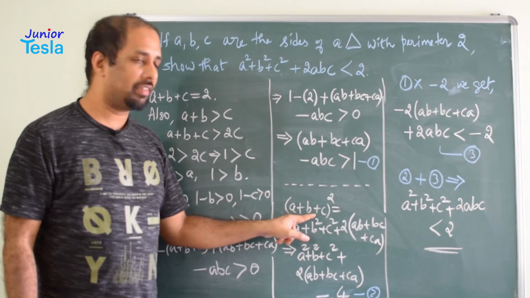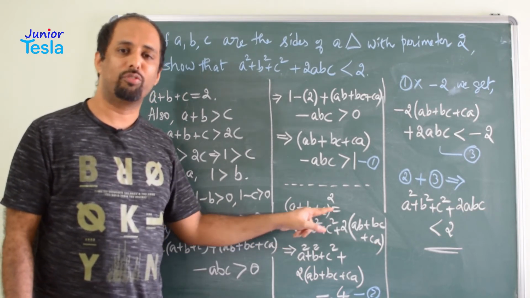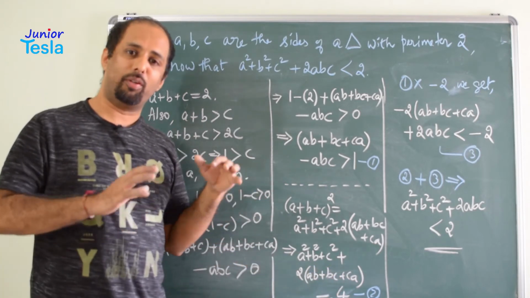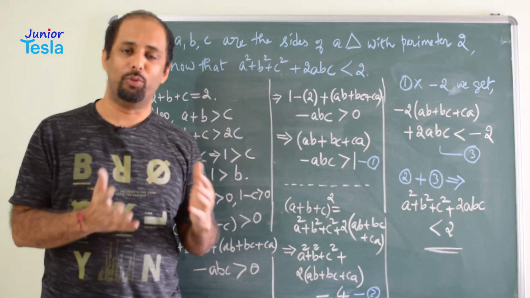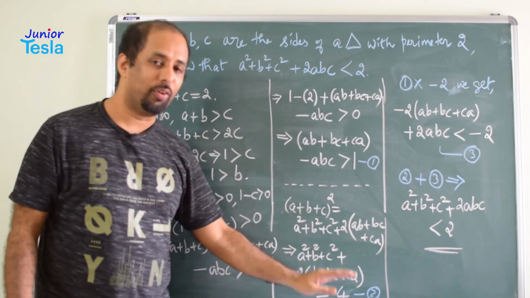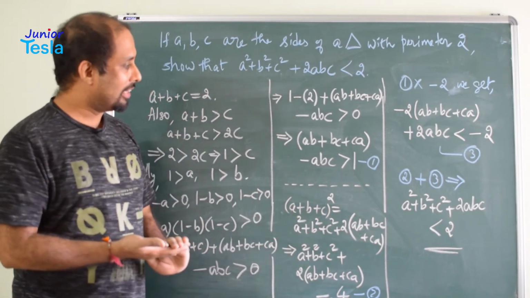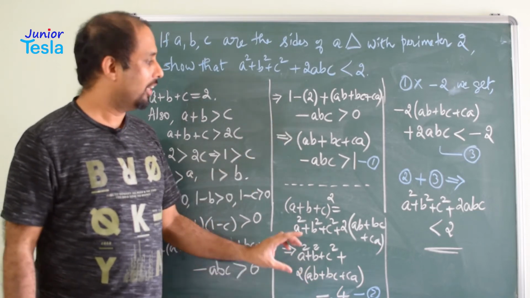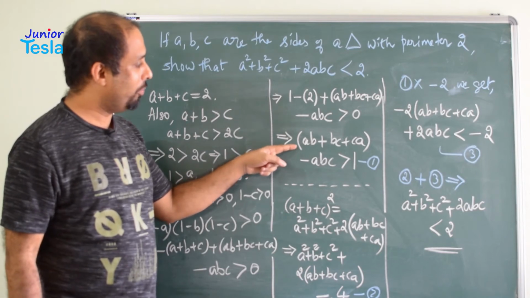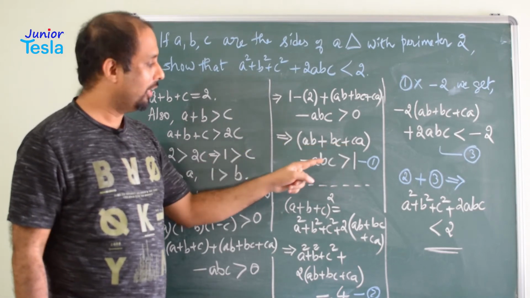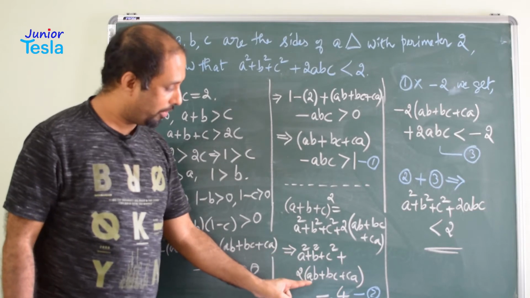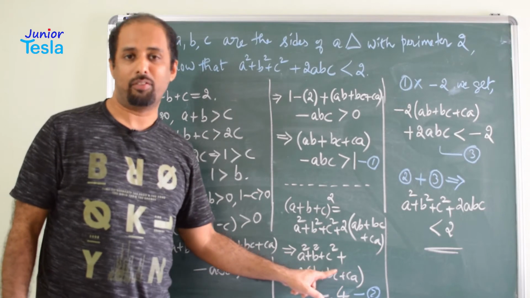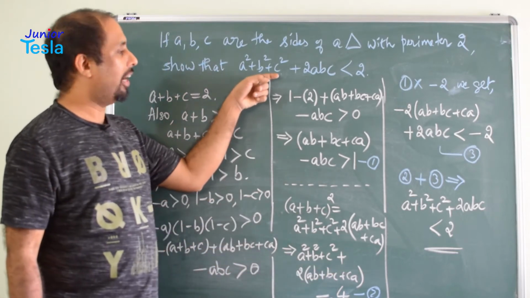Now a plus b plus c is nothing but the perimeter, so it is 2, so 2 square is 4. We have just written the identity, but in the place of a plus b plus c we have written 2. That is why 2 square has become 4 here. Now just compare these two expressions. This is one inequality and this is one equation, right? Here we have ab, bc, ca terms, similarly abc, and here we have again ab, bc, ca terms, but we have a square plus b square plus c square terms as well. Now you just see what is asked here.